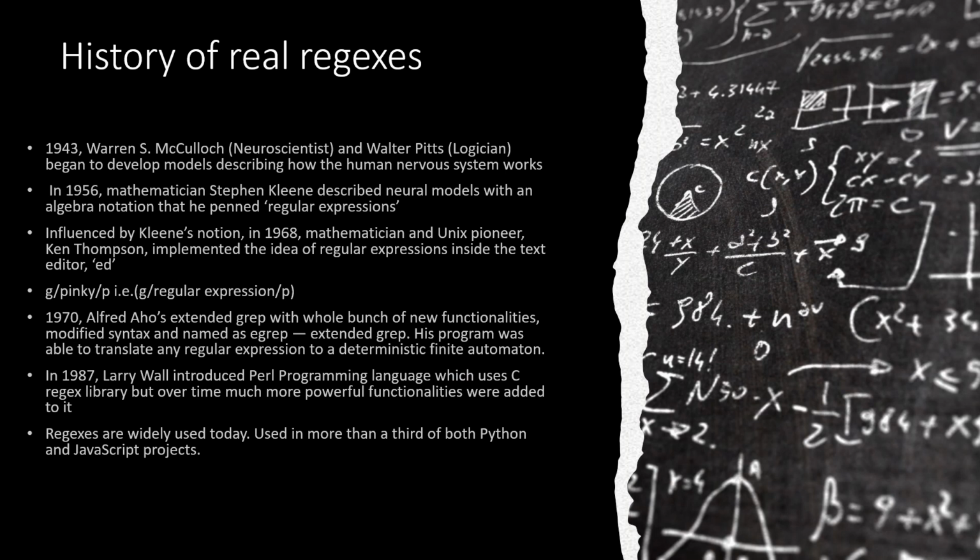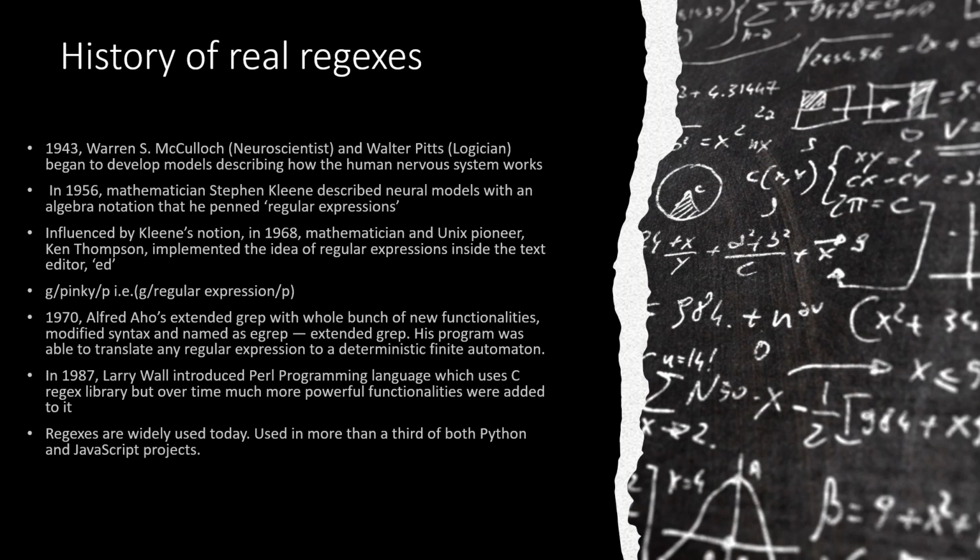In 1943, Warren S. McCulloch and Walter Pitts began to develop models that described how the human nervous system works. Their research focused on trying to understand how the brain could produce complex patterns using simple cells that are bound together. In 1956, mathematician Stephen Kleene described neural models with an algebra notation that he termed regular expressions. After this, influenced by Kleene's notation, in 1968, Ken Thompson, a mathematician and Unix pioneer, implemented the idea of regular expressions inside the text editor ed.